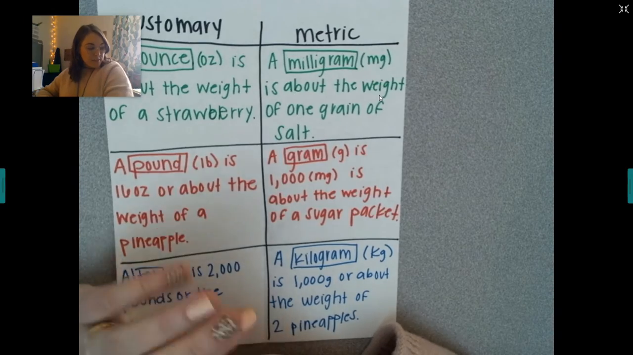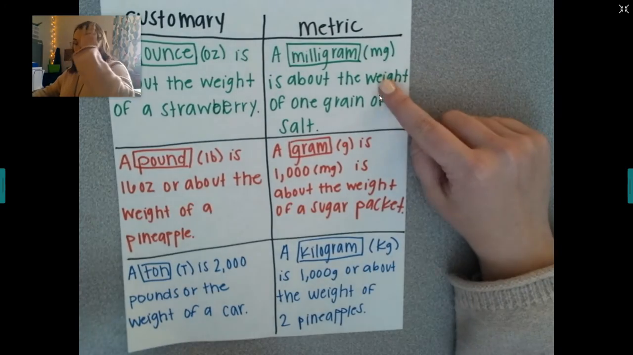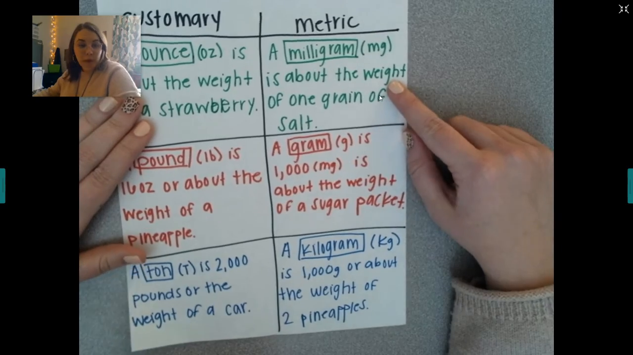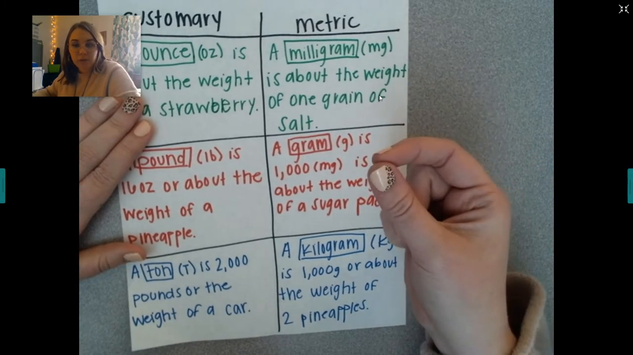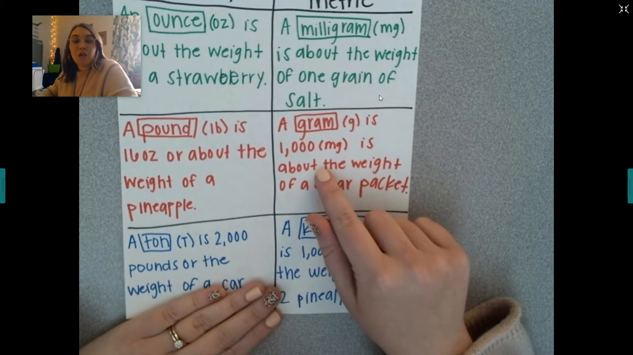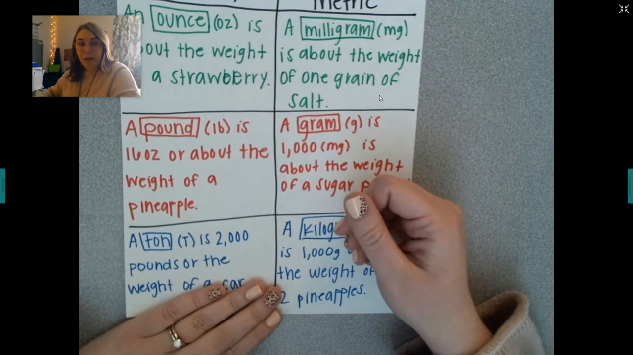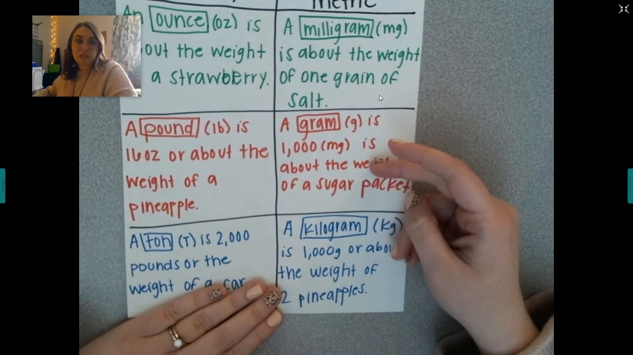So the metric system, and I'll show you where that is on your star chart. So here's weight and mass. This is the metric system. It goes from milligram, which is about the weight of 1 grain of salt. So a bunch of salt and just one little tiny grain is a milligram. A gram is about the weight of an entire sugar packet. If you've ever put a sugar packet in a coffee or a drink or tea or something.